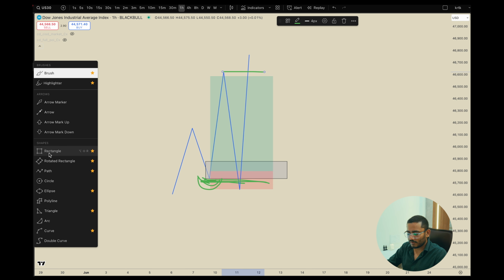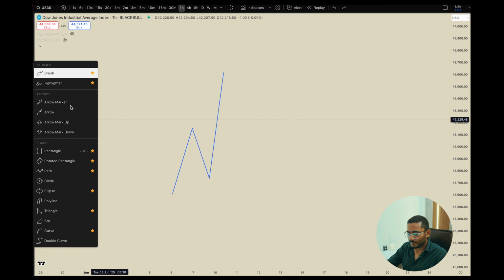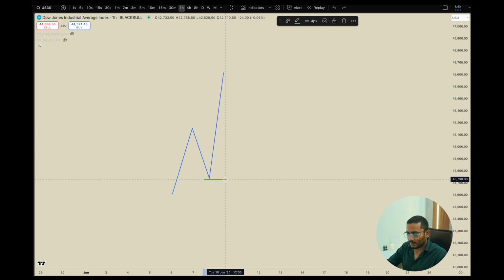Okay, so what is this doing? Let me clear this real quick. So here we can see this is our low, this is our weak low. We have to follow the weak low, strong high concept. In this, what happens? Price will sweep this previous low.